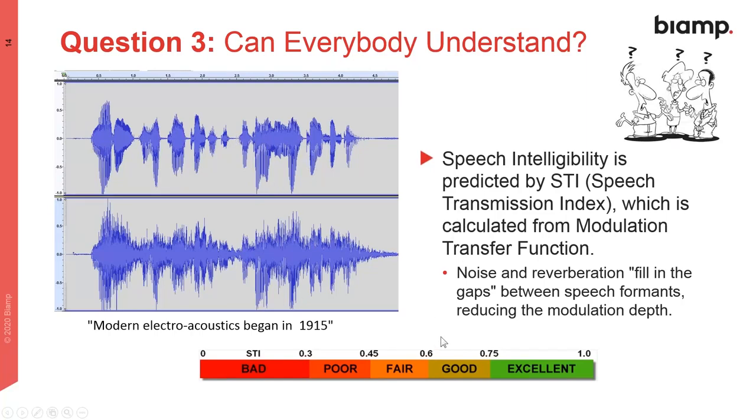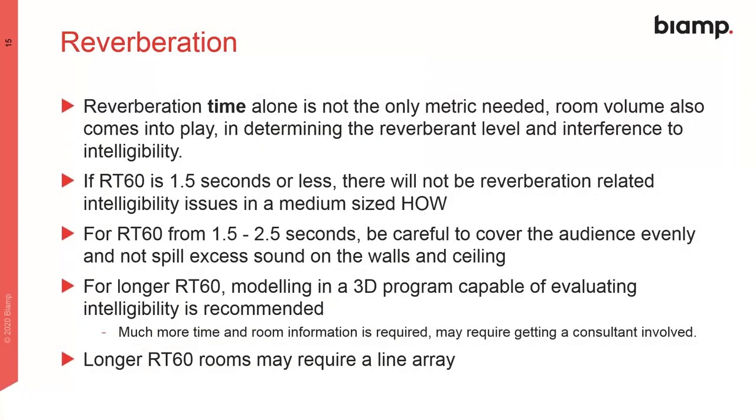So STI score for a church, for communicating complex messages, we'd want an STI of maybe 0.6 or better. Paging, you know, a game or something like that, we could get by with a little bit less, maybe 0.5. So that's just a basic introduction, and you can look up more about the scale of intelligibility. It's called STI.